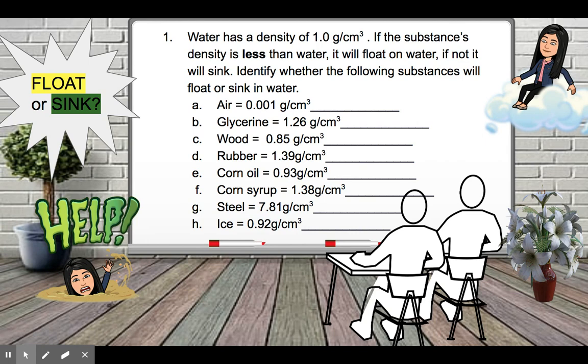You have A, air, B, glycerine, C, wood, D, rubber, E, corn oil, F, corn syrup, G, steel, and H, ice under corresponding densities. So you are going to write on the blank provided whether they will float or sink in water, which has a density of 1 gram per cubic centimeter. I'm going to pause so you can answer each item.